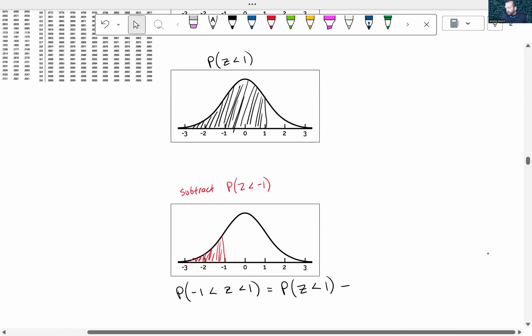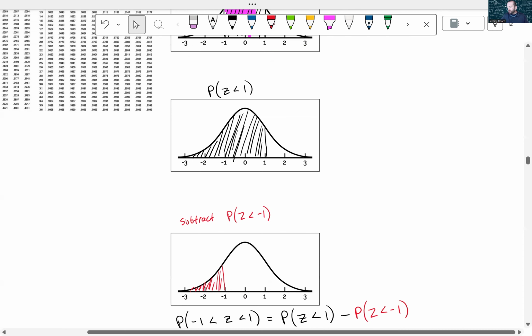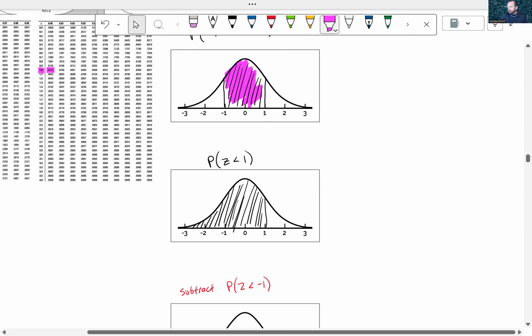And then we're going to minus the probability of z being less than -1, which is in the red here. Maybe I should have written that in red. Actually, let me do that. That might be a little more helpful. So we're going to minus the probability that z is less than -1, and that's going to give us the middle region that we're looking for, this middle purple region here.